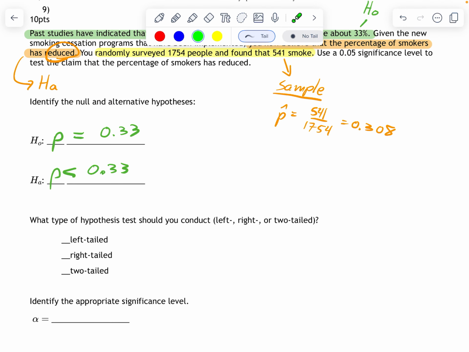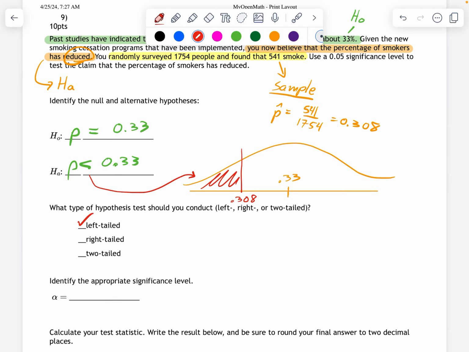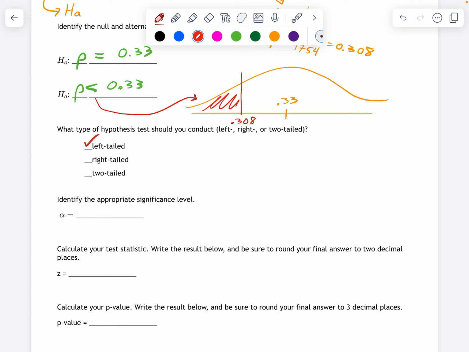So what we have here is we have the curve set up. The null is in the middle, so we believe the middle to be 0.33. My sample is down here at 0.308, and it is only shaded on the less than. So this is left-tailed. It's a one-sided test. Use the appropriate significance level. For me, it's set in the directions. I'm not sure. As I look at my question and I'm clicking through, I'm getting some new versions. It seems like most of you are going to have 0.05, if not all of you.